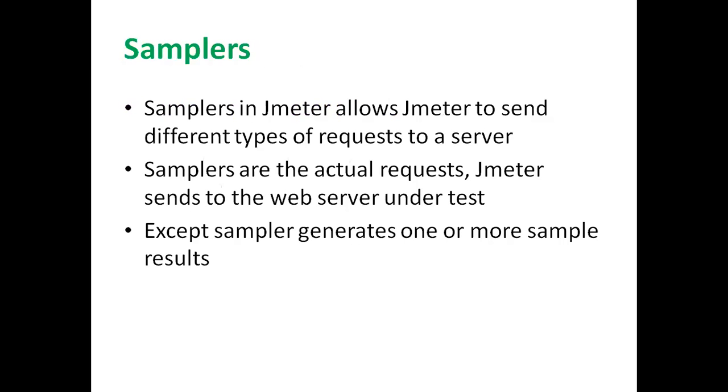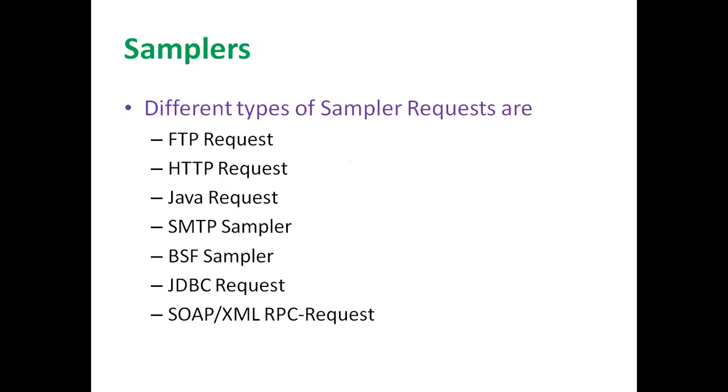Then samplers. A sampler is the type of request that is going to be sent to the server. The sampler plays the main role: whatever request you give, it hits the server using the sampler only. The sampler always generates one or more results for our verification. There are different types of sampler requests: FTP request, HTTP request, Java request, SMPP request, JDBC request, SOAP/XML request, everything you might have known. HTTP is the one we most commonly use, HTTP or HTTPS for web pages. JDBC is for databases, for SQL databases. Also, we can integrate other databases as well, like MongoDB and others.